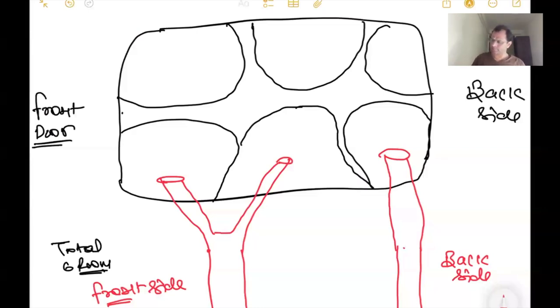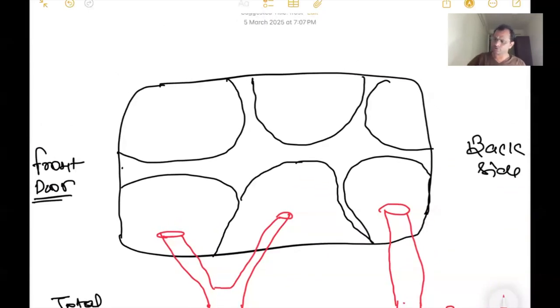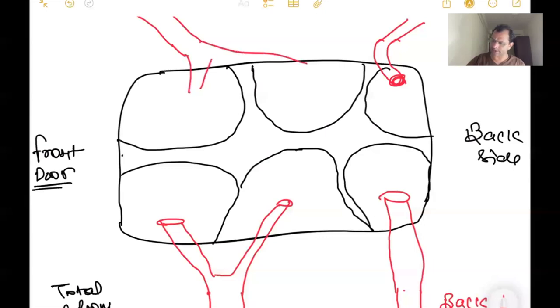In the same way, the 3 rooms are here. For these 3 rooms also we have one pipeline here, one pipeline here. So this pipeline is supplying this backside room, and this pipeline is supplying these 2 rooms. Same as the front side, even the back side.